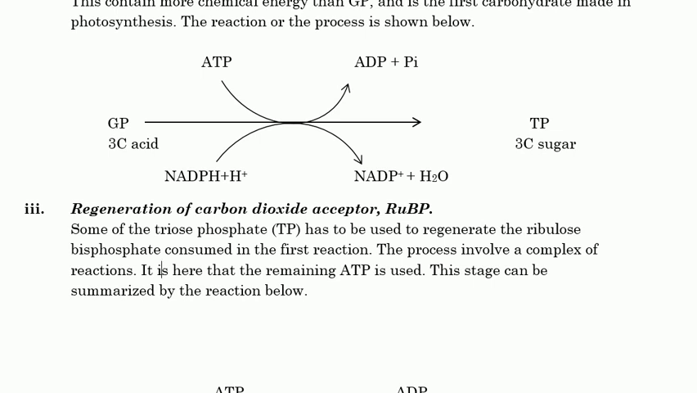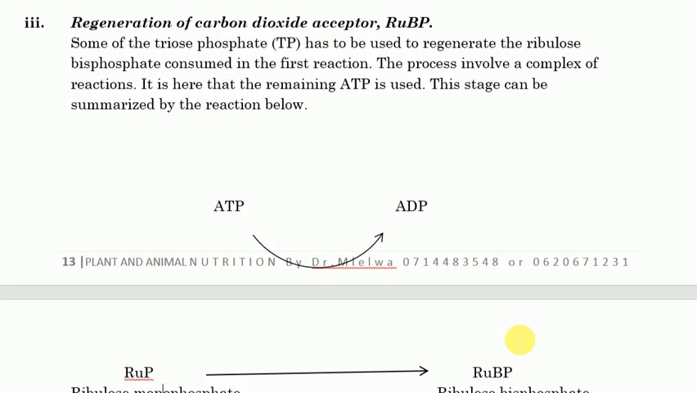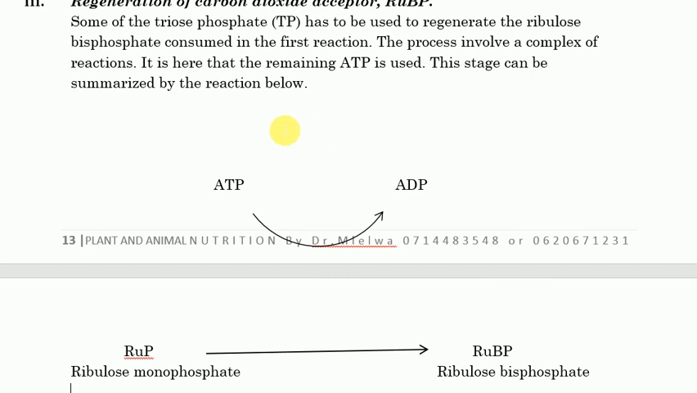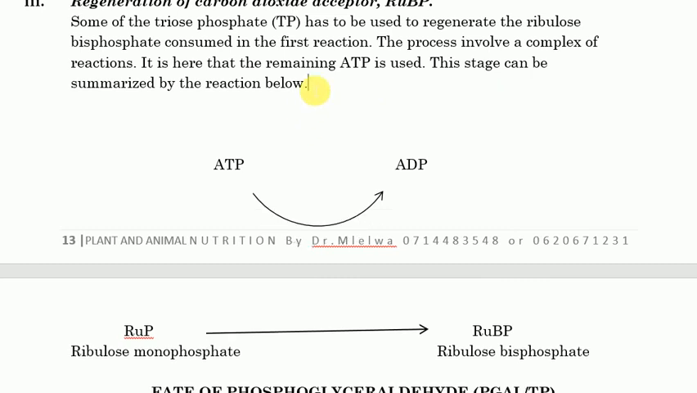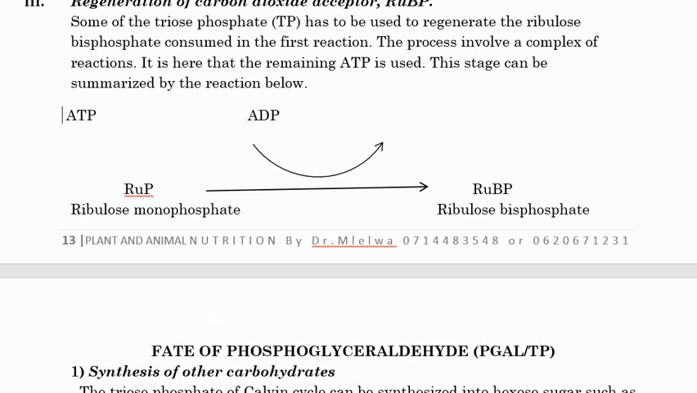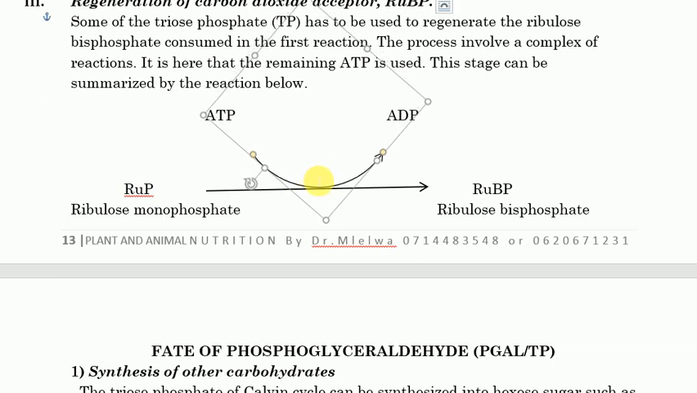This stage can be summarized by the reaction below. So the reaction below just summarizes. As you can see here, things are not very clear to show this reaction, but I try to adjust so you can see well how this reaction takes place. So the reaction looks like this. Here is an ATP.